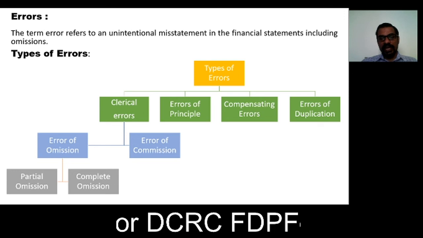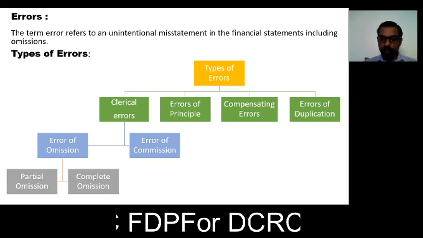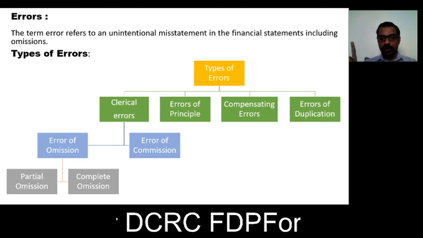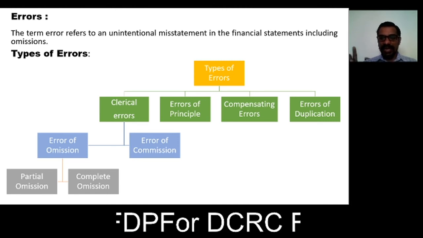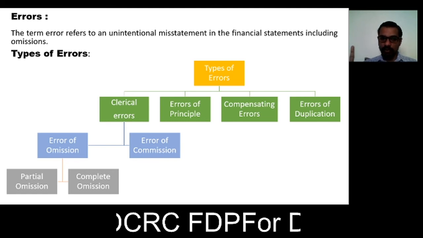So in this way, these are the various types of errors. There are a total of four major types. Number one is the clerical errors. Number two is the errors of principle. Number three is the compensating errors. And number four is the errors of duplication.